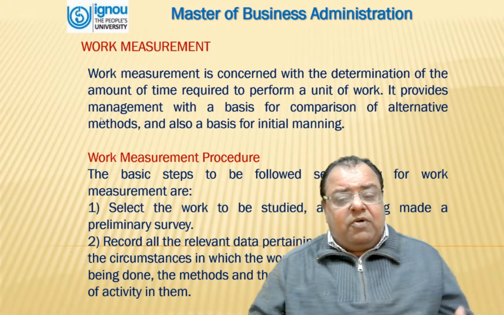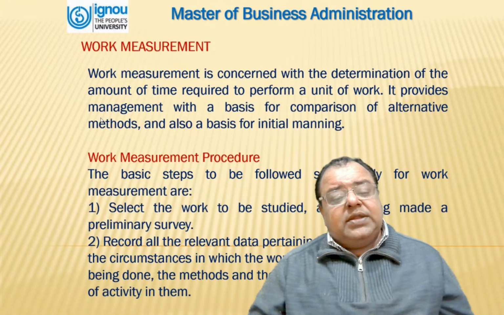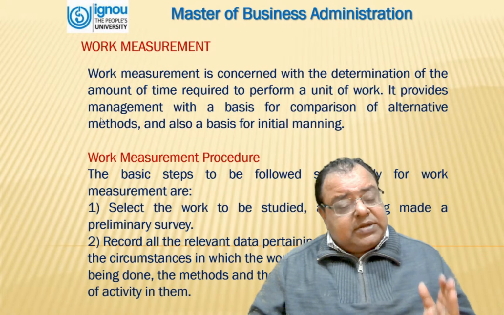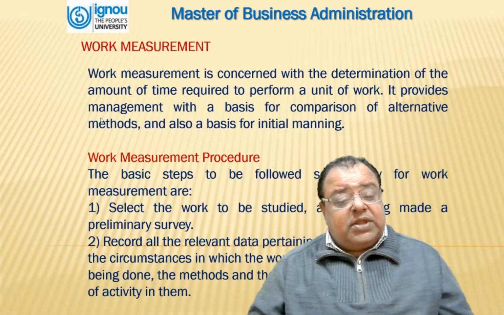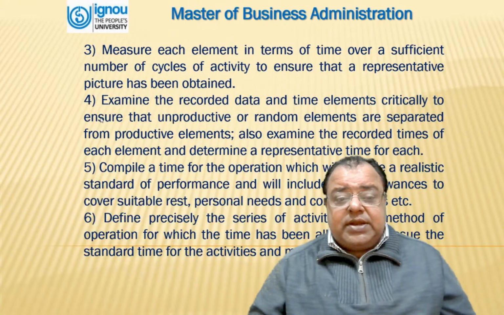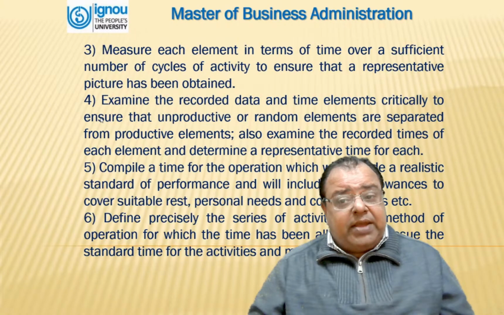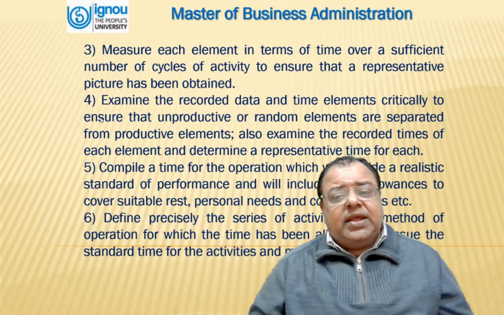The basic steps to be followed subsequently for work measurement are: number one, select the work to be studied after having made a preliminary survey. Second, record all the relevant data pertaining to the circumstances in which the work is being done, the methods and the elements of activity in them. Third, measure each element in terms of time over a sufficient number of cycles of activity to ensure that a representative picture can be obtained.